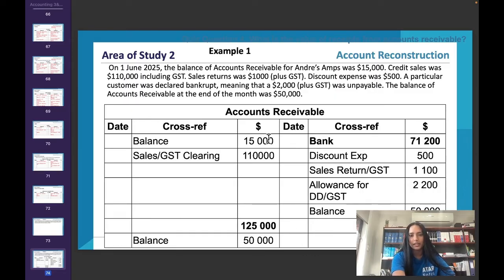So we have the opening balance, $15,000. Credit sales, $110,000. Discount expense, $500. Sales return, $1,100. Allowance for doubtful debts, or the bad debts, $2,200. And the closing balance, $50,000. And they didn't give us the receipts from accounts receivable. But once we enter all of that, we can then calculate the receipts from accounts receivable, which in this case was $71,200.